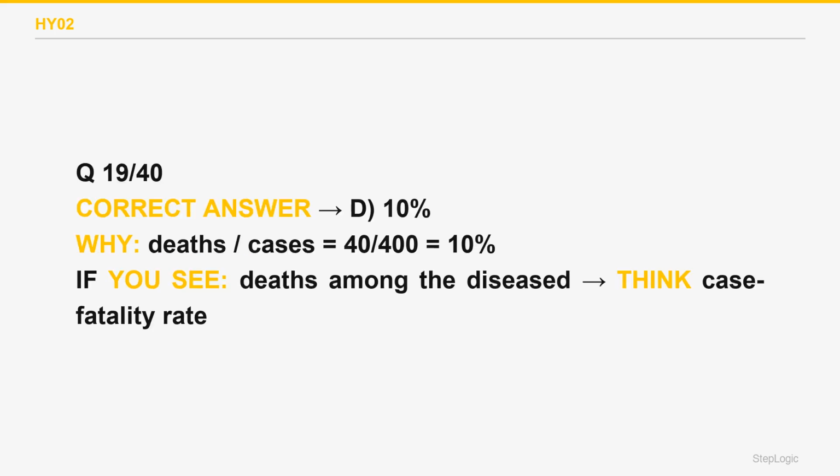The correct answer is D. The 40% mistakes the death count of 40 for a percentage rather than dividing by the 400 cases. Choice A wrong. The 90% is the proportion who survived, the complement of case fatality, not the fatality itself. Choice E wrong. 40 deaths among 400 cases is a case fatality rate of 10%.